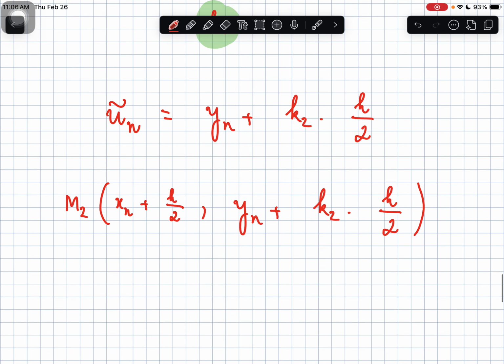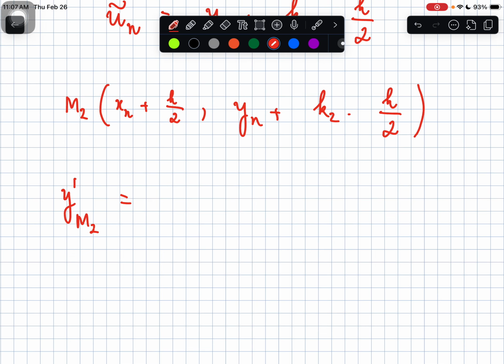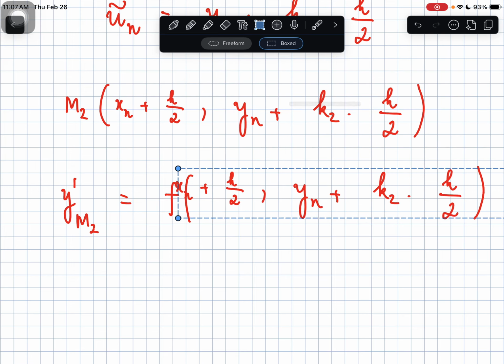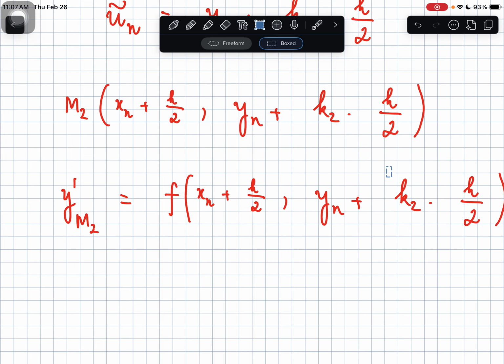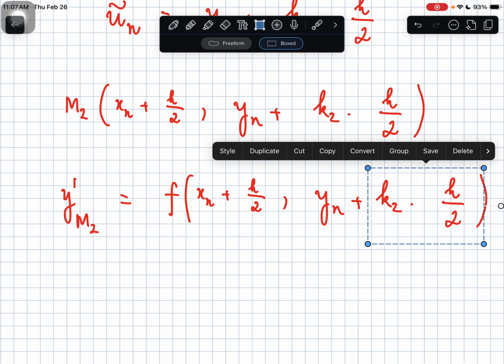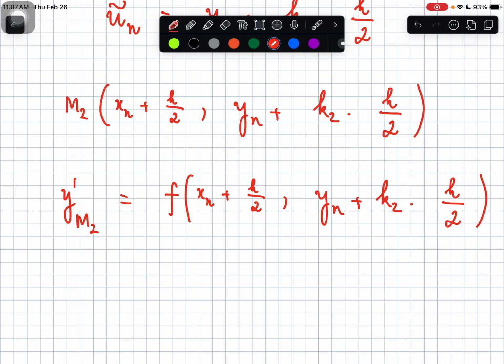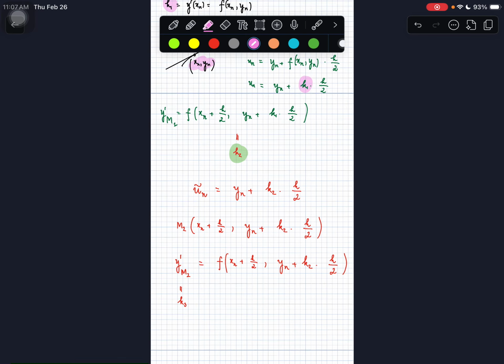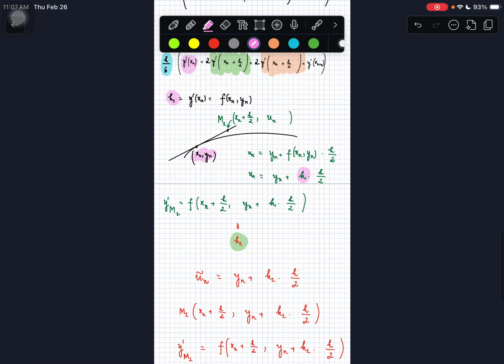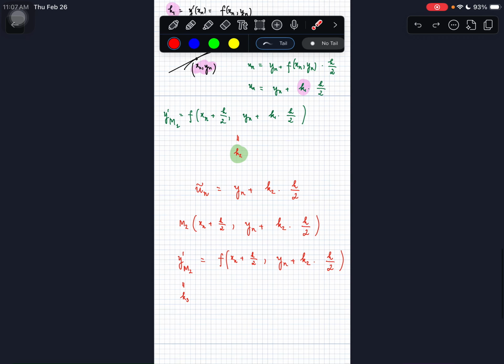And the slope y prime at m2 will be f of this point. So by the initial value problem, we know the slope at this point. We call this one k3. This one will be our k3, and we'll use that to approximate the third term, k3.